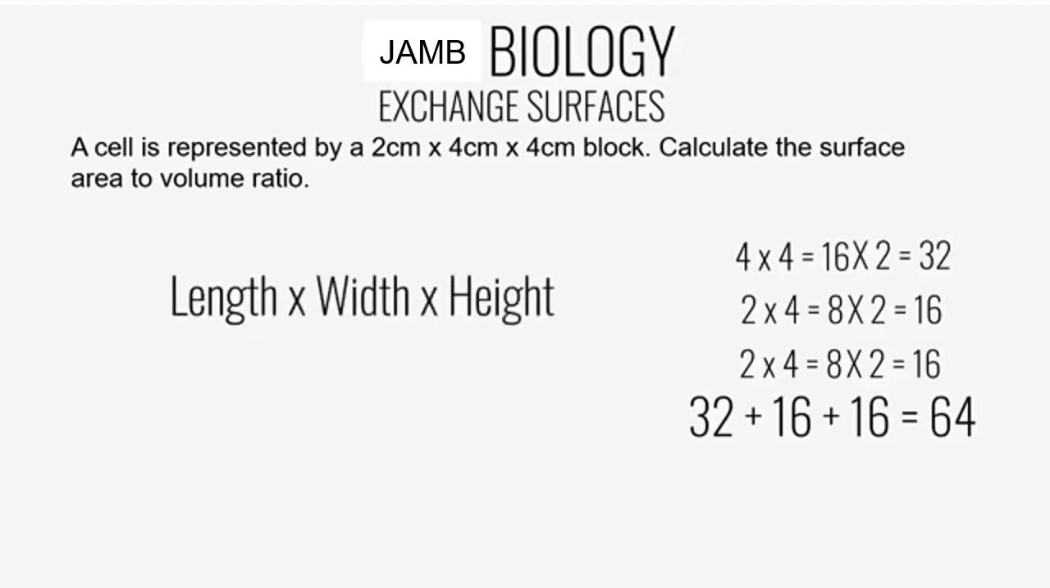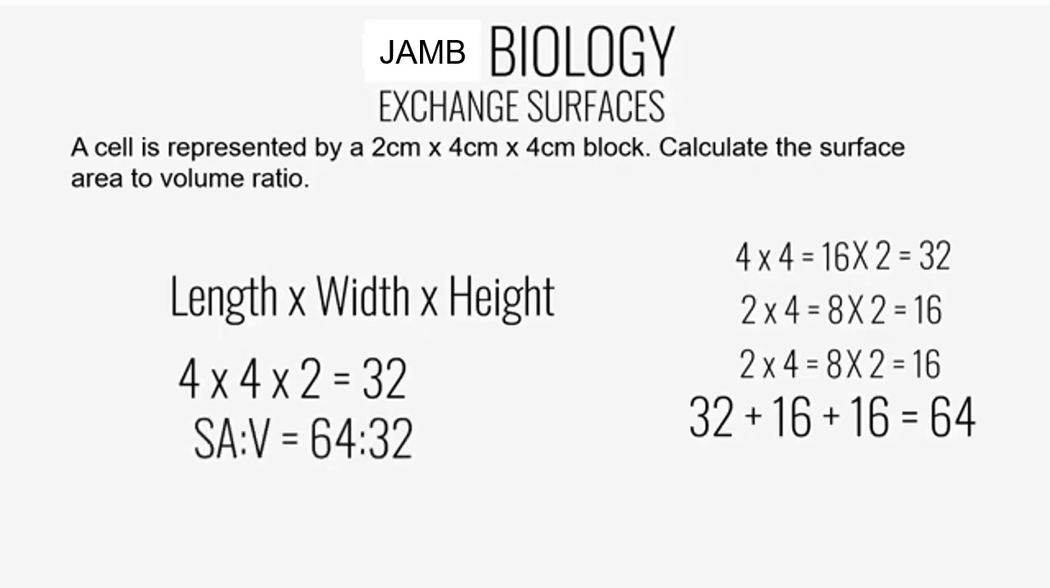So in this case, we will have 4 times 4 times 2, which is 32. Therefore, the surface area to volume ratio will now be 64:32. And this can be expressed in the simplest form as 2:1.